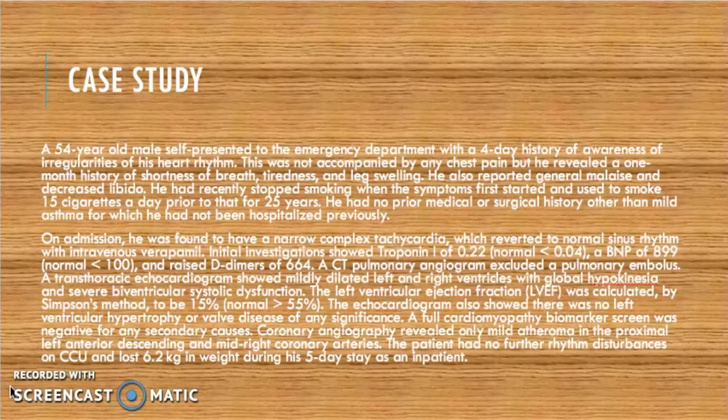The patient had no further rhythm disturbances on CCU and lost 6.2 kilograms in weight during his 5-day stay as an inpatient. Treatment in the acute setting is aimed at reducing preload and afterload and improving cardiac contractility. Diuretics, including furosemide and spironolactone, angiotensin-converting enzyme inhibitors, and digoxin are currently the mainstay of long-term management.